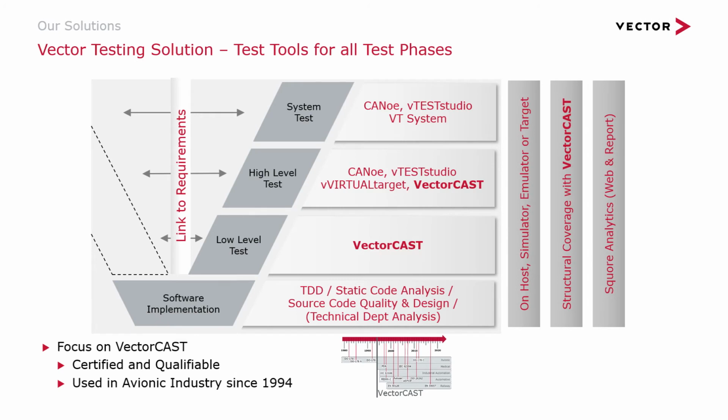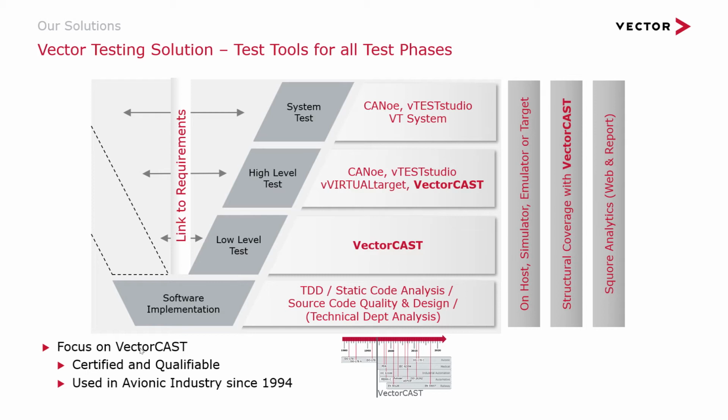Now, let's look at the solutions that we provide from Vector. And my focus is, as I said, on the tool called VectorCAST, which helps in low-level testing, that is dynamic unit test. We also help in high-level testing, and that means software integration level testing. We can run unit tests or integration level tests on host, on simulator, on emulator, or on target using VectorCAST, and we can also measure code coverage. And we can measure code coverage from all levels of testing, from low level, high level, or system level testing.